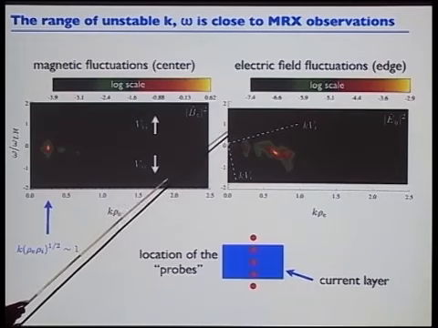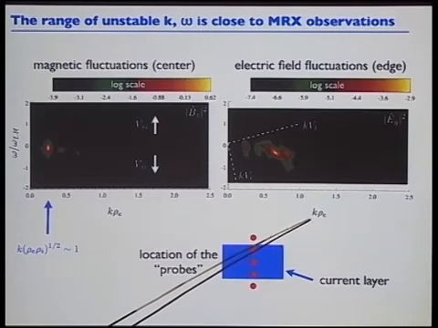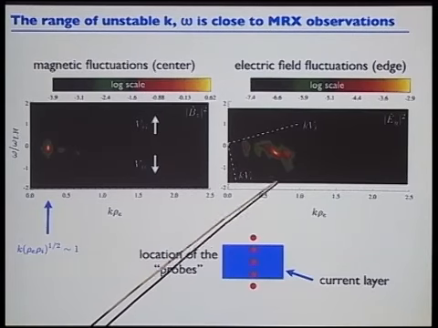Here are the electric field fluctuations on the edge. And then he has it in terms of k rho e, so you're seeing stuff come out to something on the order of k rho e.